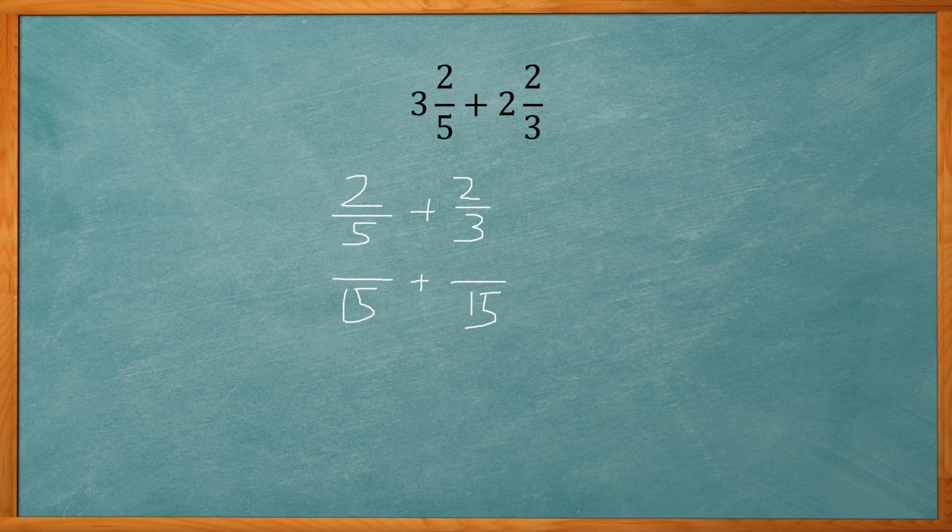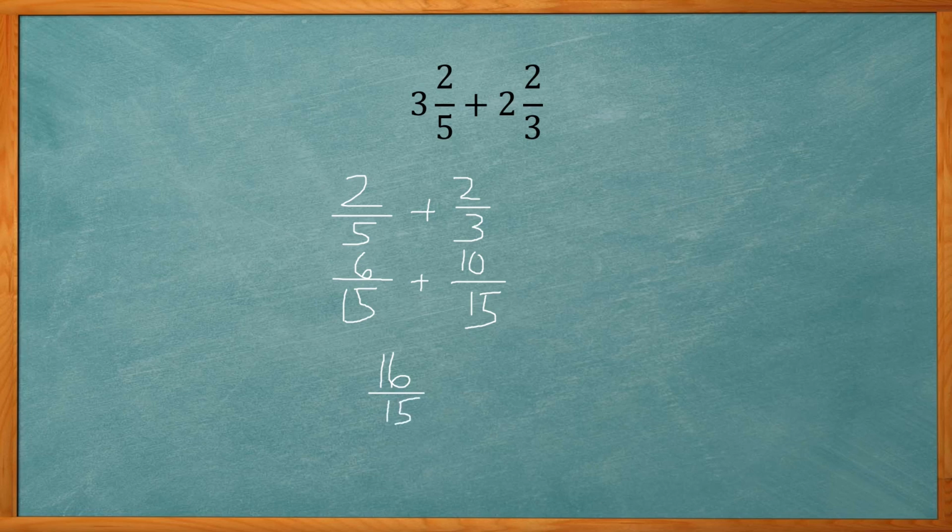Now this first one went from 5 to 15. That's times 3 to do that, so I can multiply the top by 3. 2 times 3 is 6. Now the second one went from 3 to 15. So that's times 5, so I can multiply the top by 5. 2 times 5 is 10. Add those together. I'm just going to add the numerators. 6 plus 10 gives me 16. And the denominator is going to stay the same.